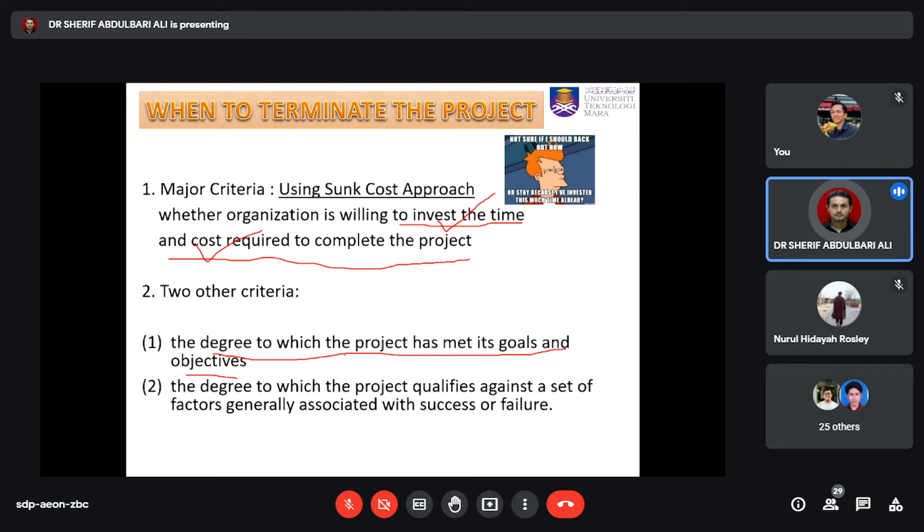That's why we're saying the two criteria are important: the degree to which the project has met its goals and objectives, and also the degree to which the project qualifies against a set of factors generally associated with success or failure. If the organization sees a lot of factors pointing toward failure, this means, of course, you're going to go for a termination process.